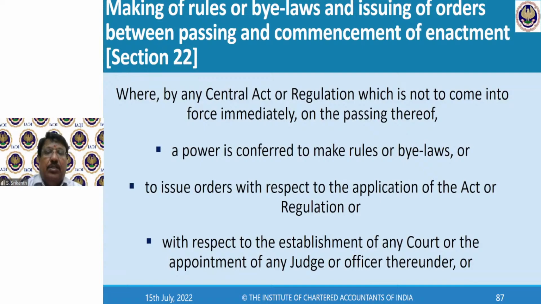Making of rules or bylaws and issuing of orders between passing and commencement of enactment. See, many central acts will be passed in Parliament. Then they will receive the assent of the President also, but will not come into force unless they are notified. You know that by now. So the notification should be made in the official gazette. Not only the notification of the act, but also the notification of the effective date. Where no effective date is notified, it will take effect from the date it got the assent of the President, right?